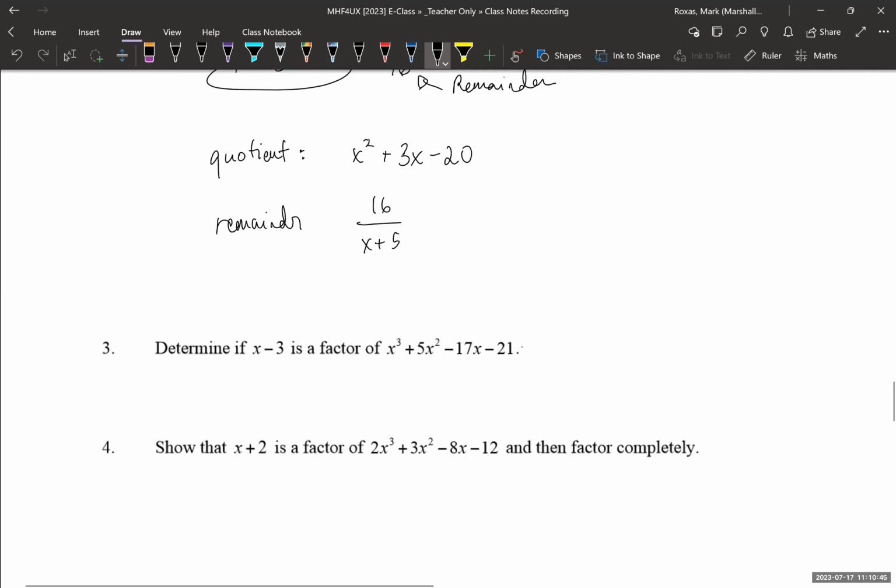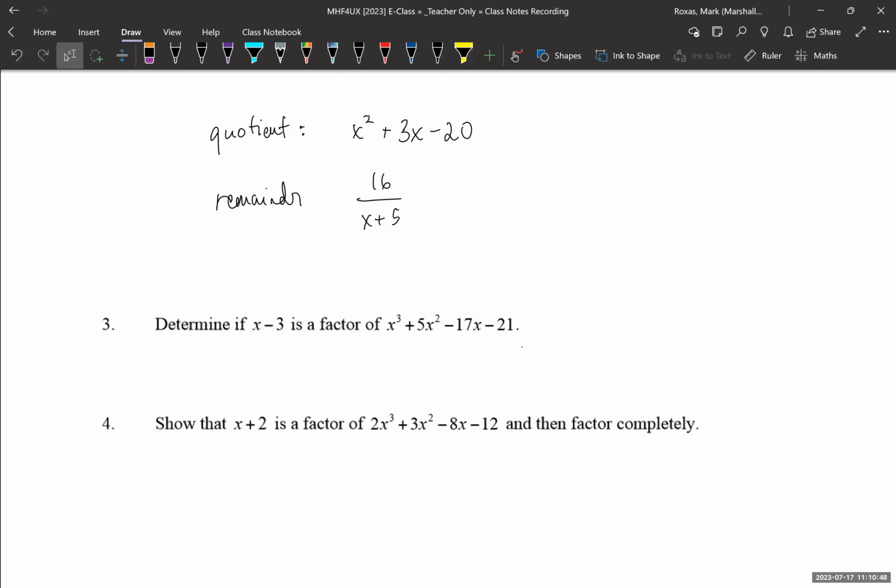Determine if x minus 3 is a factor of this polynomial x cubed plus 5x squared minus 17x minus 21. And now we have a unique tool for us to use called the factor theorem. It says, if p of b is 0, then we know x minus b is a factor. So in this case, for x minus 3, we're going to use b equals 3. So we're going to find p of 3. And if you plug in 3 into our polynomial, 3 cubed plus 5 times 3 squared minus 17 times 3 minus 21, and evaluate that, we'll get our answer.